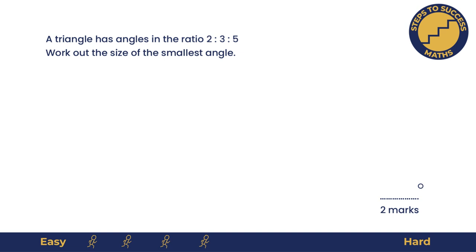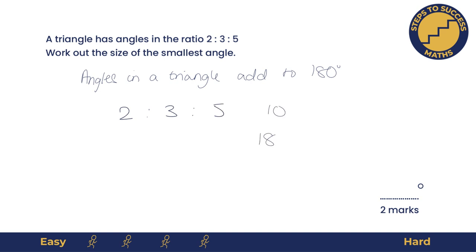A triangle has angles in the ratio 2:3:5. Work out the size of the smallest angle. So again, what do you know about the angles in a triangle? Well, hopefully you know that they all add to 180. Angles in a triangle add to 180. So you've got 2, 3, 5 as your ratio. You add that up, that's 10. And you actually have 180 degrees to share. So that's going to be multiplying by 18.